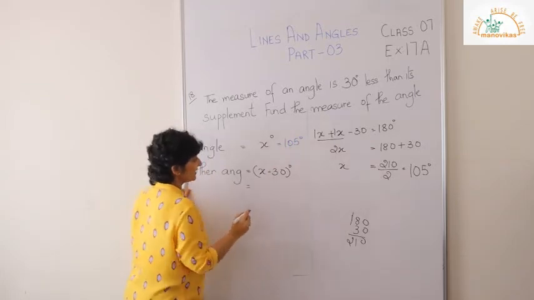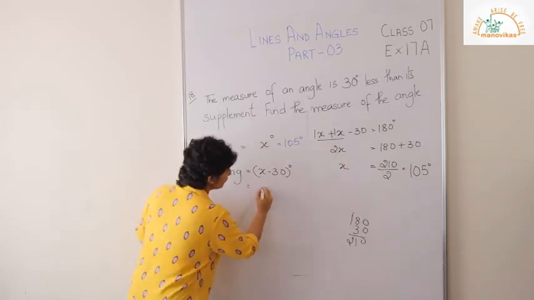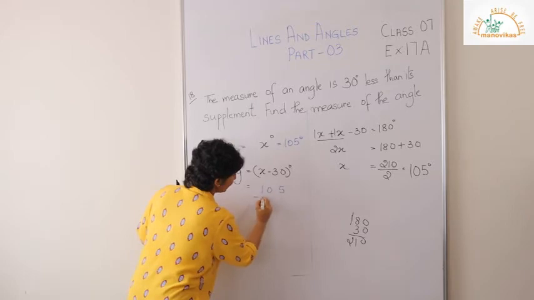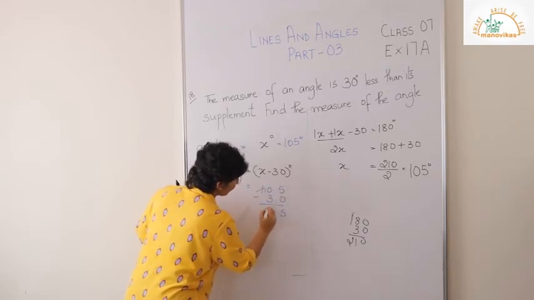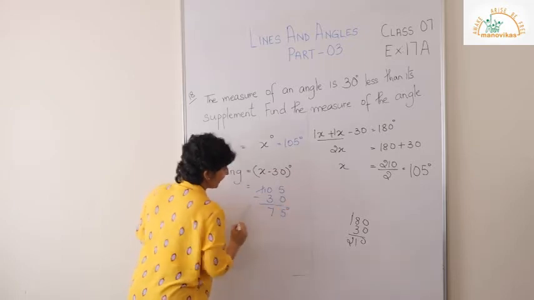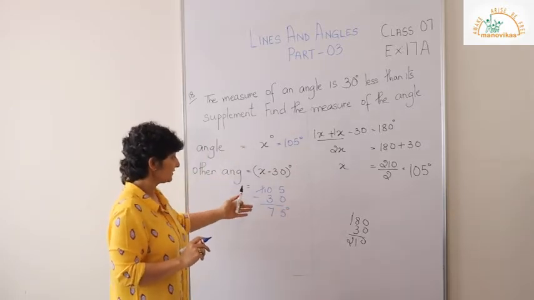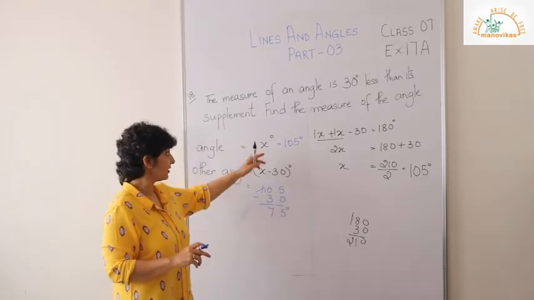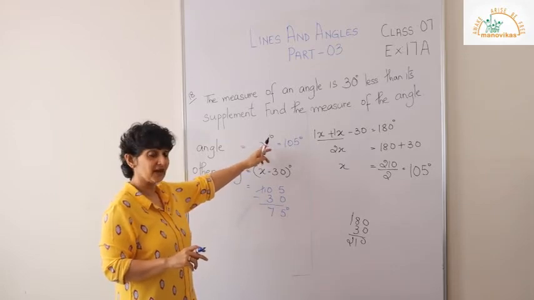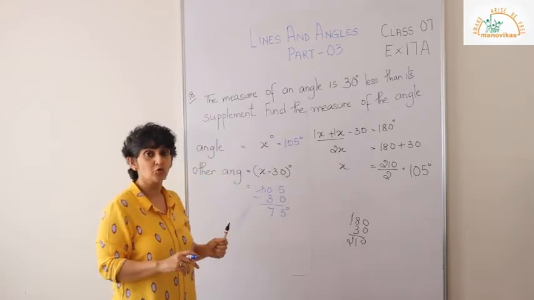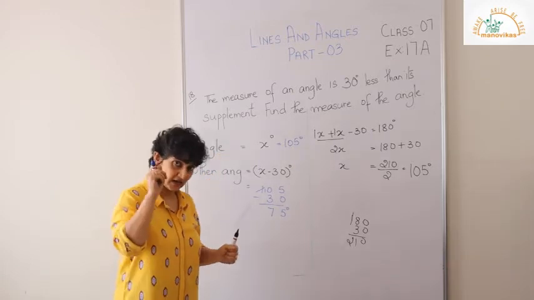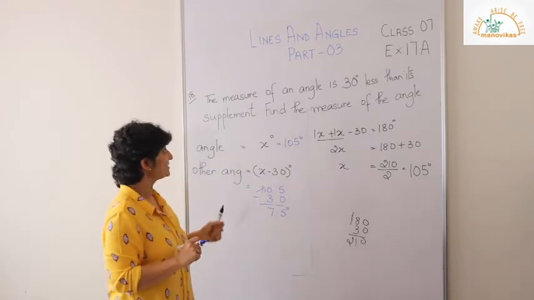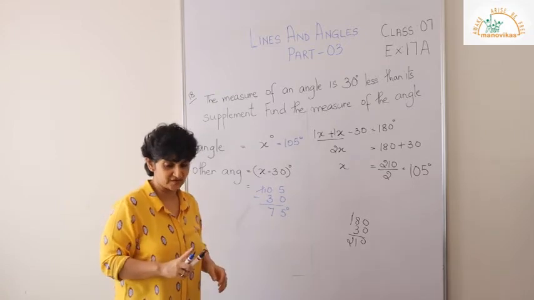And how do I find the other angle? You know x is equal to 105 minus 30. 5, when I borrow, I get it as 75 degrees. So the other angle is 75. The supplement of the angle is 105. So the two angles are 105 and 75 degrees. I hope I am clear with this. Let's move on to the next question.